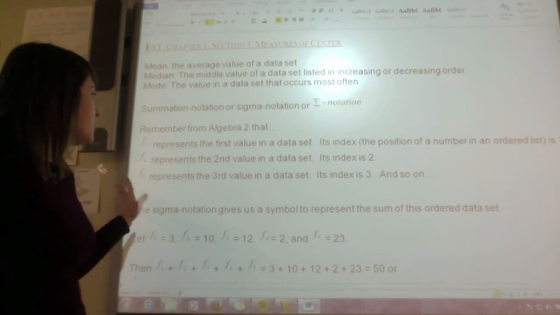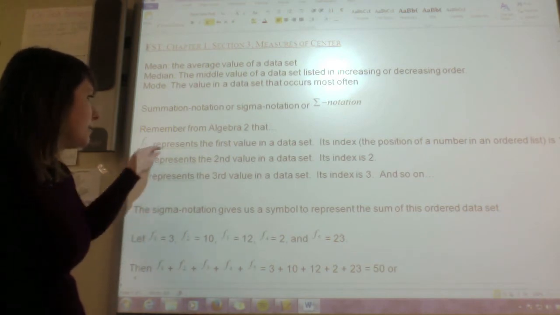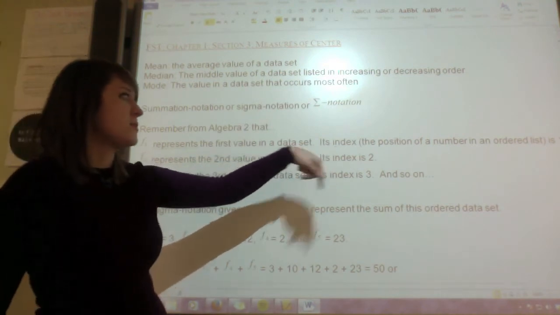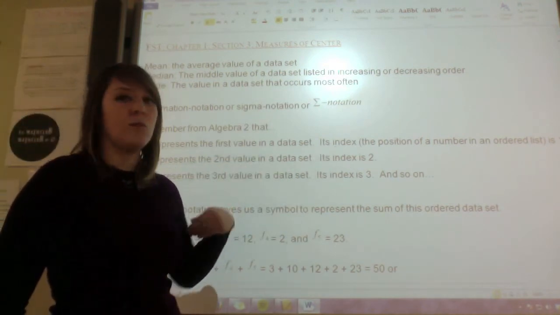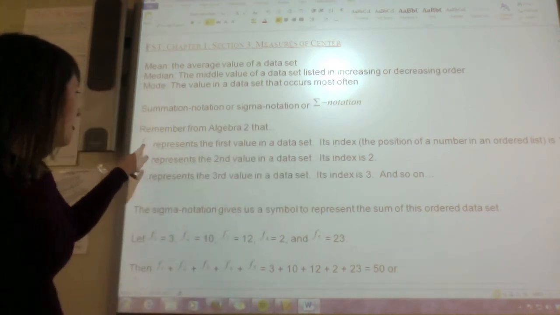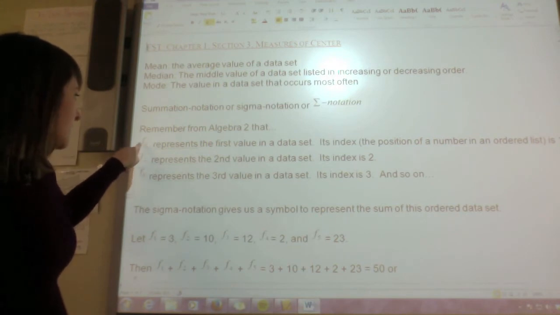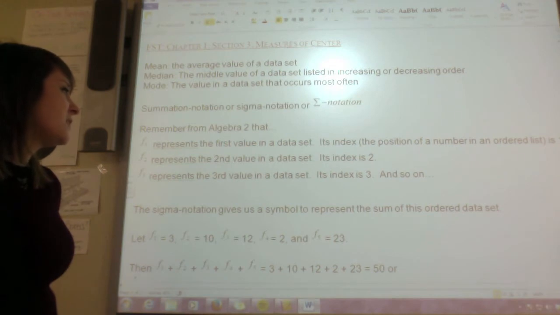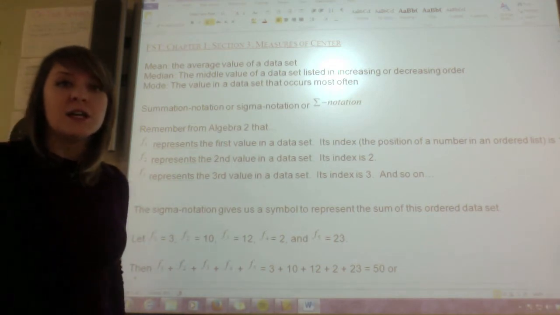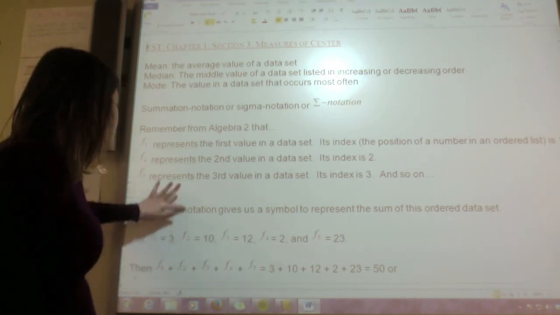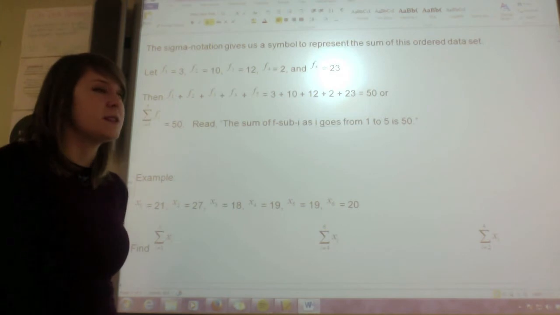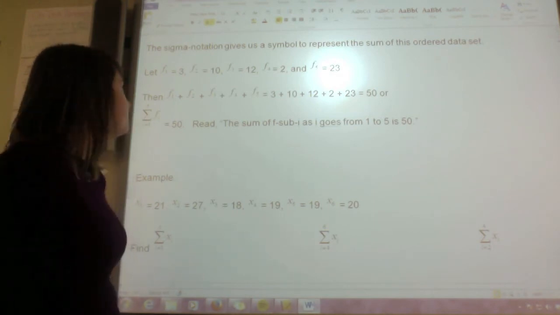So remember from Algebra 2 that f sub 1 represents the first value in a data set, and its index, or the position of a number in an ordered list, is 1. So it's f sub 1. 1 is the index here. This is f sub 2, that represents the second value in the data set, and the index is 2. F sub 3 is the third value, its index is 3, etc., etc. So, with sigma notation, that gives us a symbol to represent the sum of an ordered data set.